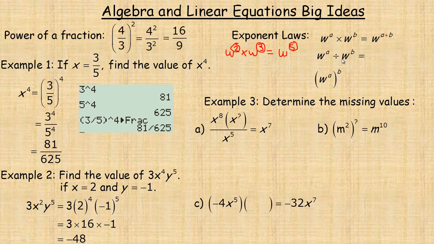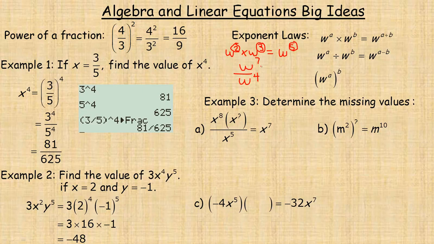Similar idea for division, w to the a divided by w to the b. Dividing, some of these divide out with these ones, so you subtract the exponents. So here's another example. Let's say we had w to the 7th divided by w to the 4th, for example.